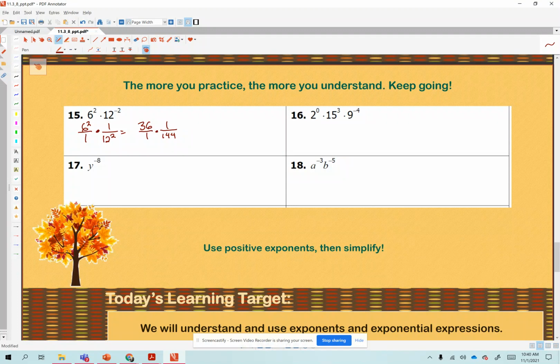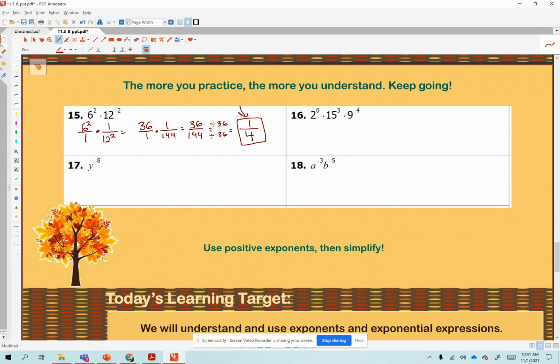And 36 is actually a factor of 144. So let's multiply across. We have 36 over 144. And if we divide 36 by 36 and we divide 144 by 36, we will get a final answer of 1/4. Now, if you didn't see that 36 was a factor of 144, you could just start dividing by smaller numbers, but you would always finally get to 1/4 as your answer.